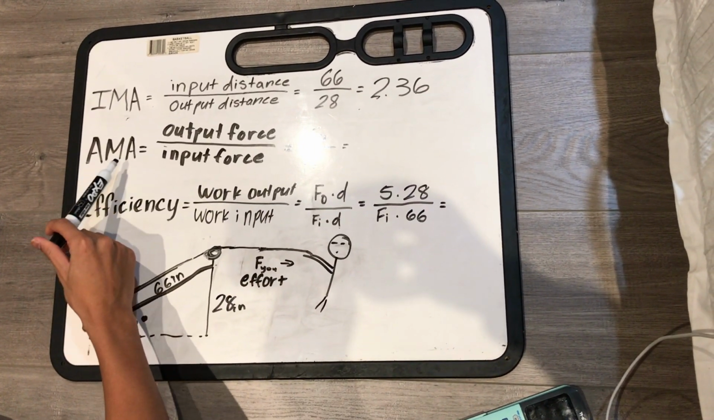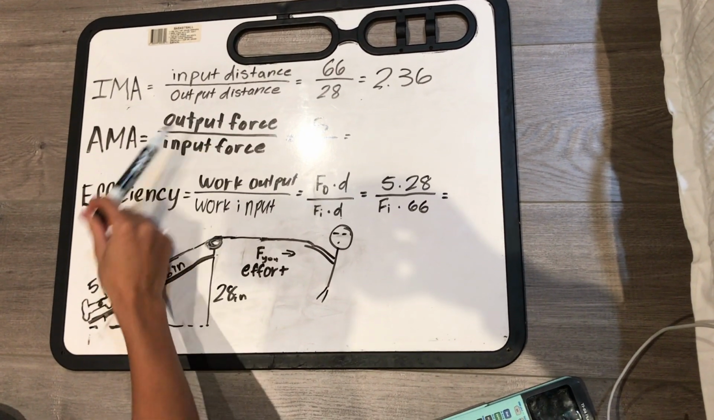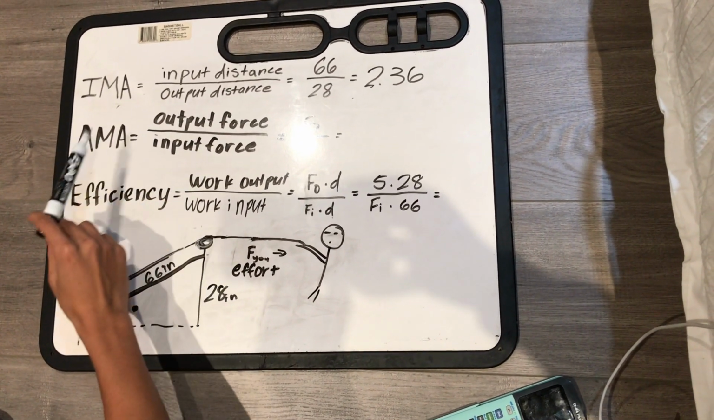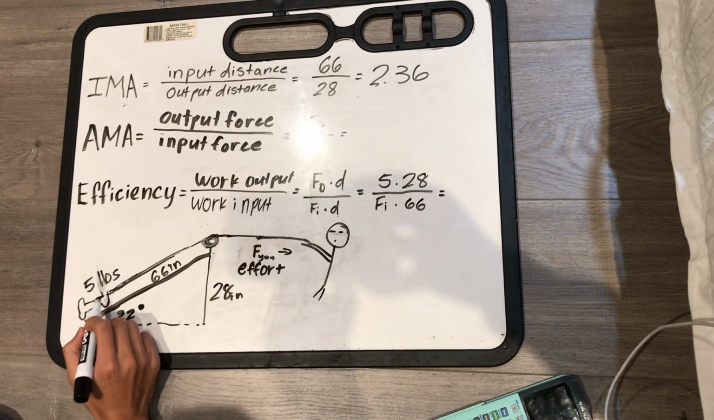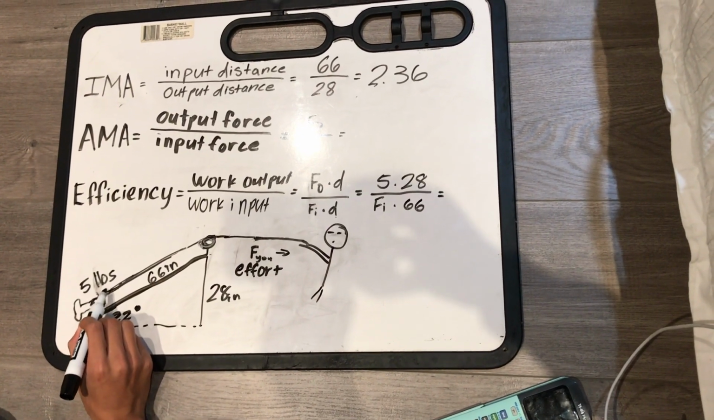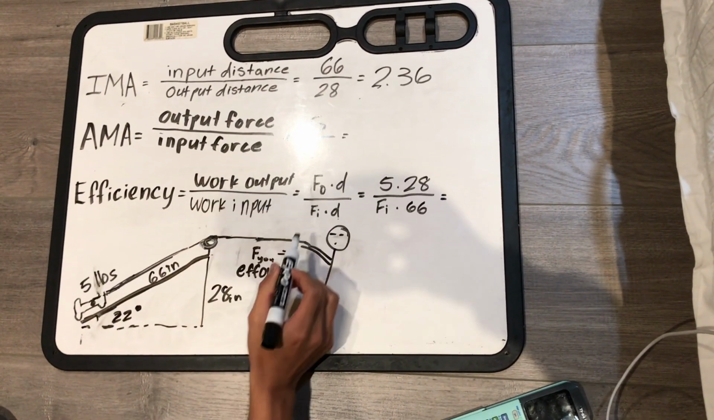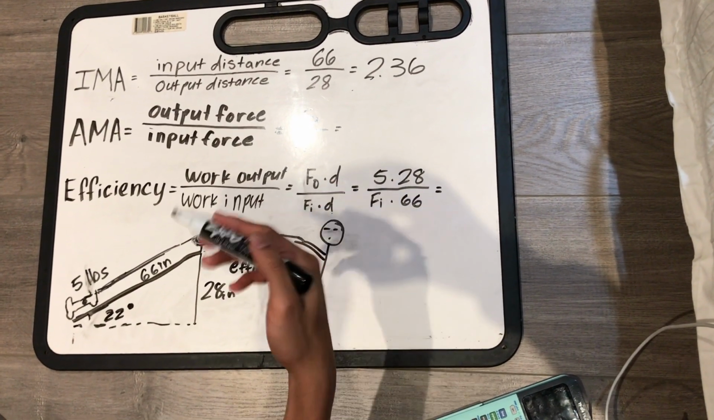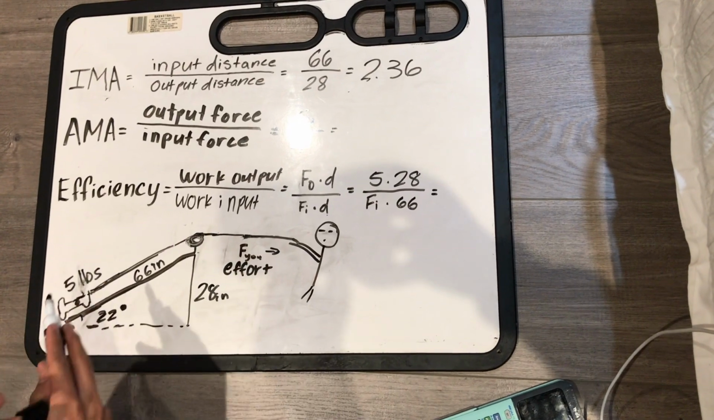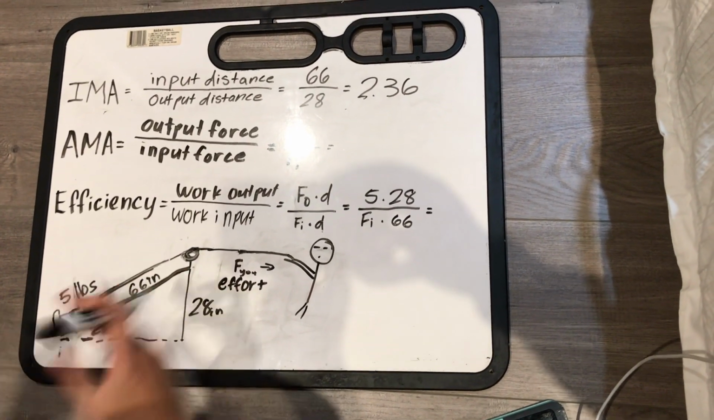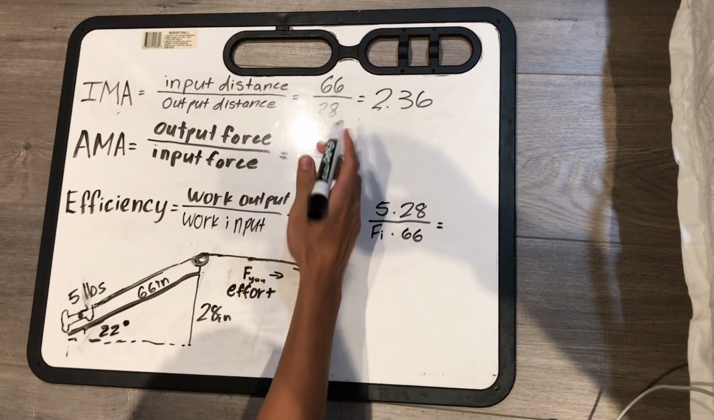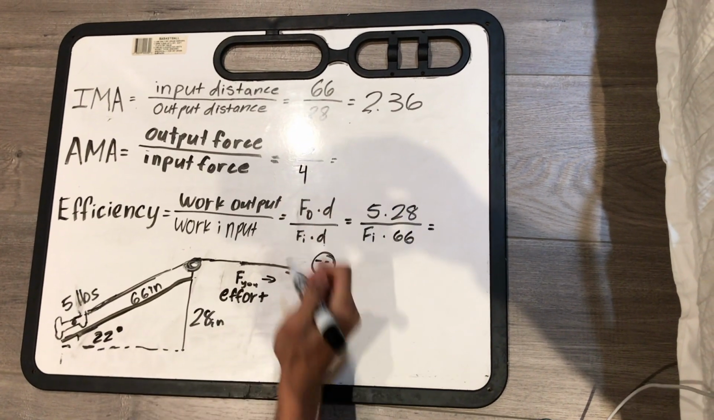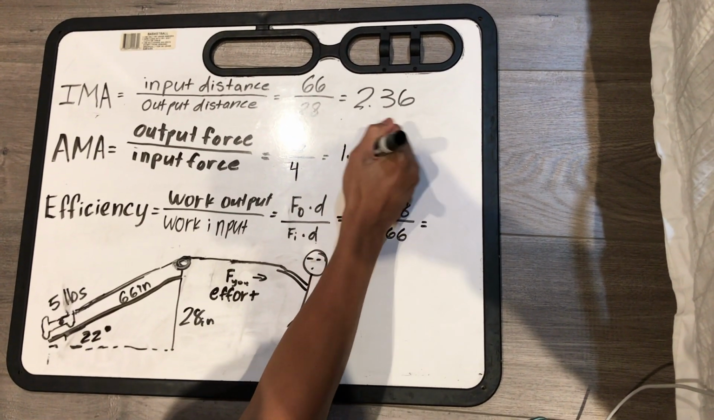Actual mechanical advantage is the output force over the input force. The output force would be the weight, which is 5 pounds, and the input force is measured by how much force we're pulling into it, which hovered around 4 using the spring scale. So we're going to replace this with a 4, and when you divide 5 over 4, you get 1.25.